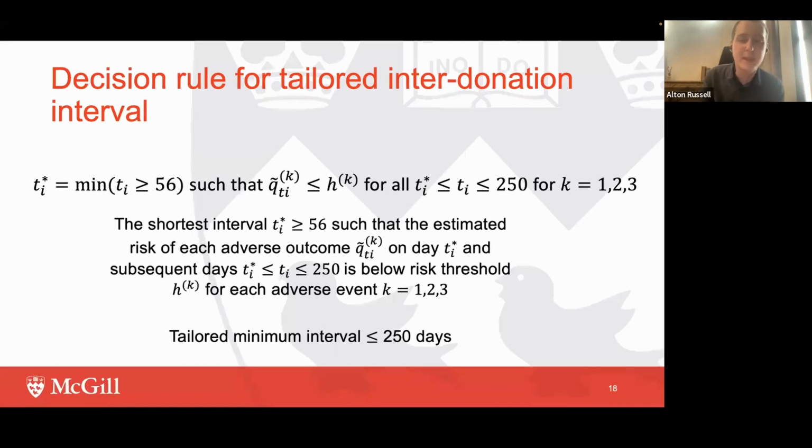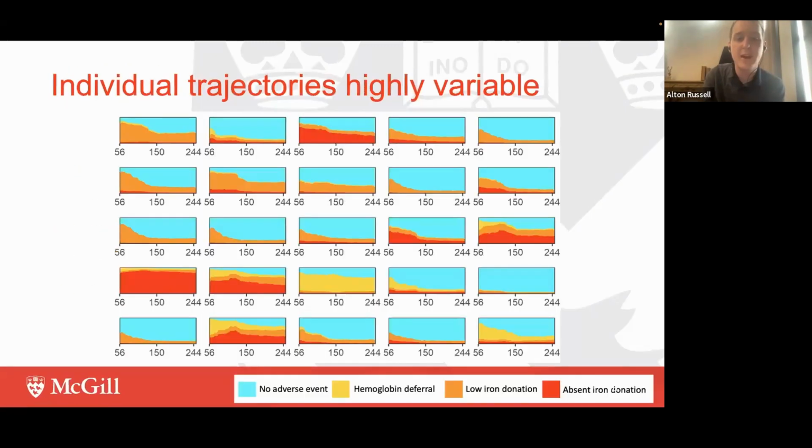Now, the reason we have to make it a little bit more complicated, and that the risk is lower on that day and all days into the future, is that for low iron donations, the risk can actually increase with time, which might seem a little counterintuitive, but let me go back to this slide. But what you see, so let's look at this person in the far right middle. This orange is the low iron donation.